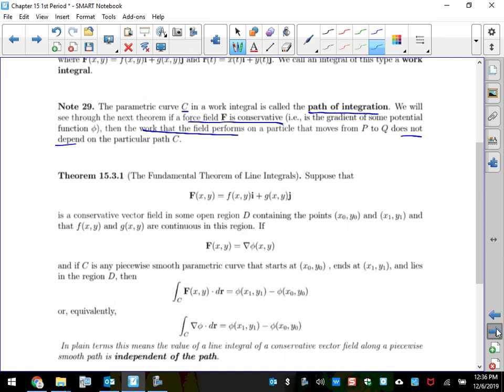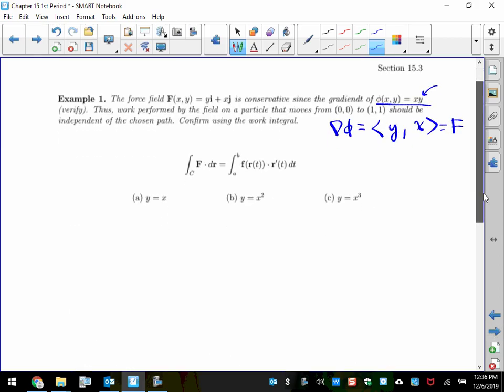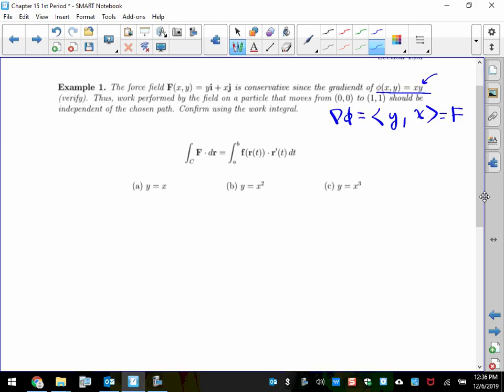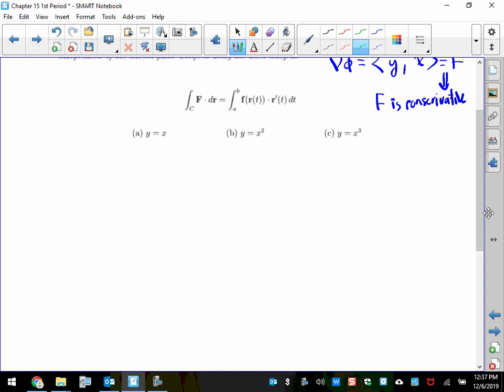So let's go back to example 1 here. We have already verified that the field is conservative, so this implies F is conservative. And what that means is that it should be path independent. It doesn't matter how I get from the point (0, 0) to the point (1, 1). The work accomplished by the field should be the same regardless. So let's go ahead and try this in part A here.